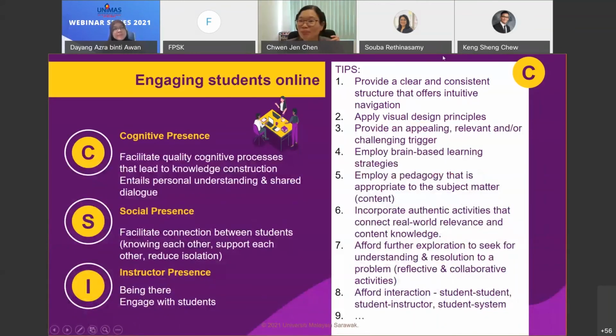Okay, so maybe I will just list out some of my ideas here that you think you can adopt, or maybe you want to debate about. You can always turn on your mic, right? So for connected presence, I would propose that we provide a clear and consistent structure that offers intuitive navigation. Yeah? With the new e-lit, I found that the interface is much more structured, right?